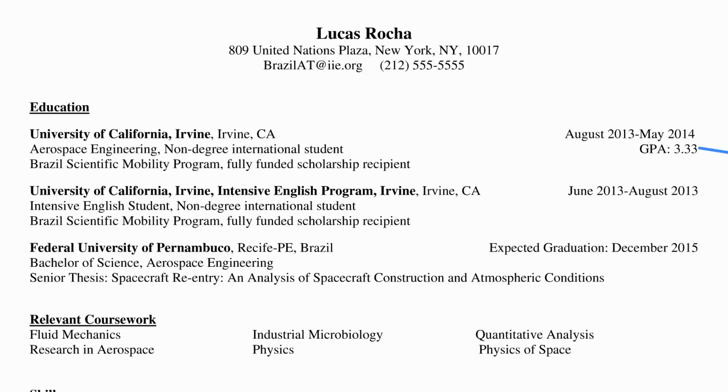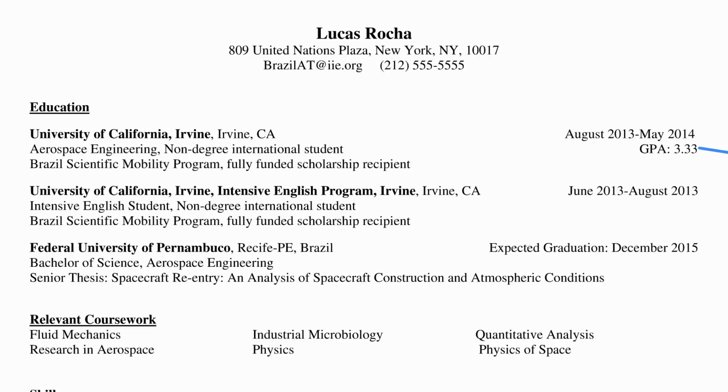Moving on to the education section. The first line should include your university or college name, the city, and the state. And on the right side of the page, the expected graduation date or the dates that you attended the school or plan to attend the school. So in this case, the resume was done last year, while it wasn't May 2014 yet, but he knew that he would only be at UC Irvine for a year. The second line should say something like non-degree international student.